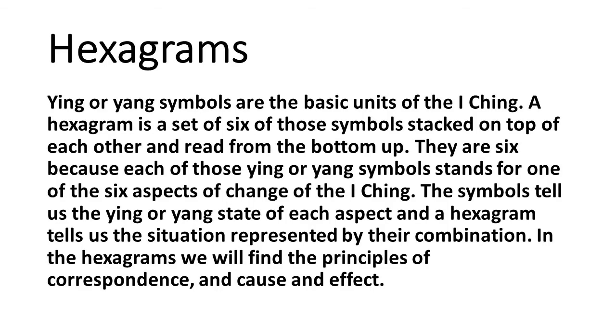In the I Ching, we find Yin and Yang symbols in stacks of 6, which are called hexagrams. That is because in the I Ching, we deal with situations that have 6 aspects of change. These hexagrams, which are collections of yin and yang symbols, are read from the bottom to the top.